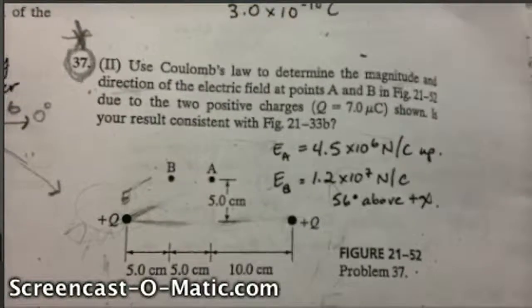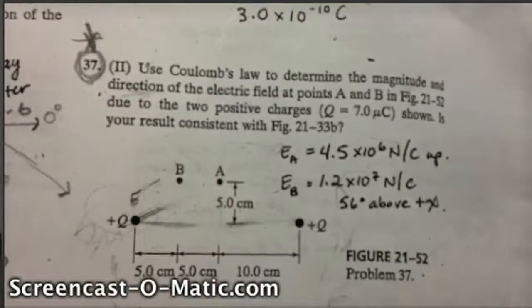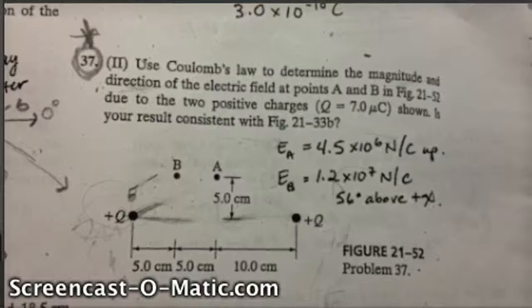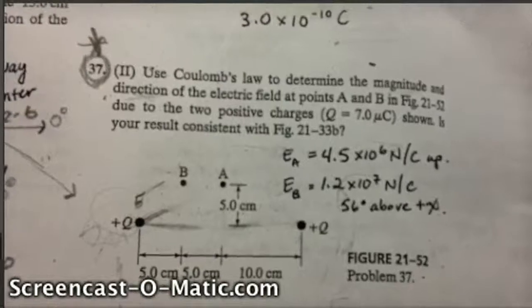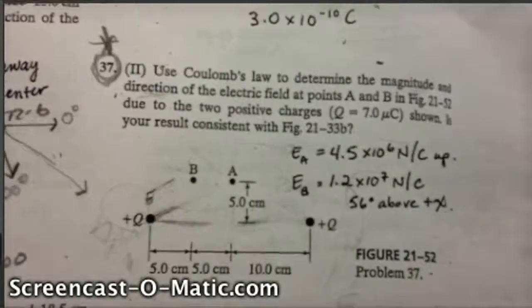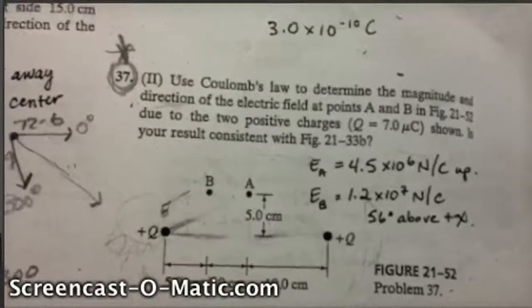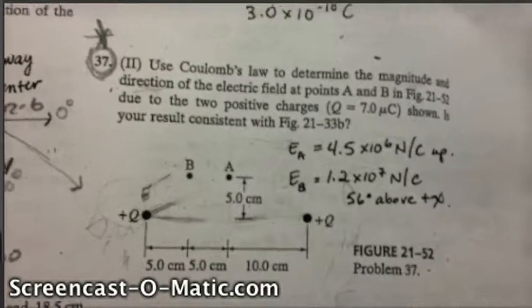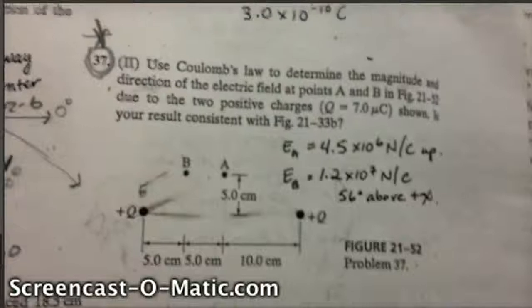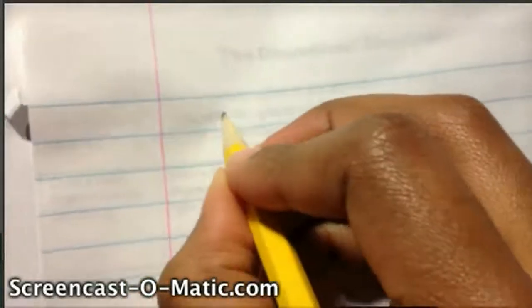Use Coulomb's law to determine the magnitude and direction of the electric fields at point A and B in figure 21, due to the two positive charges. Q equals 7 microcoulombs. So let me start with charge A.